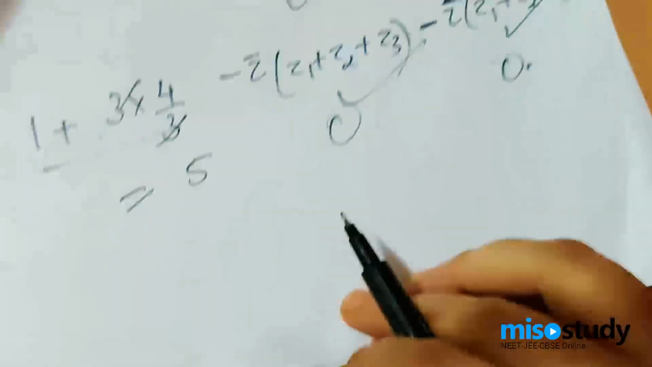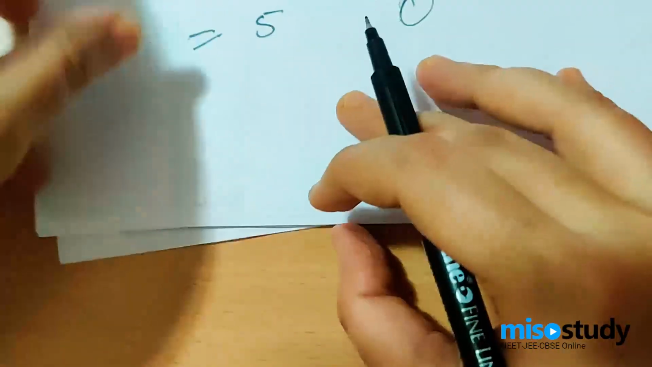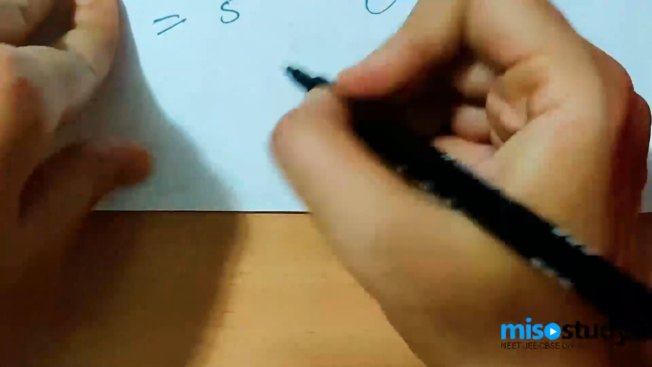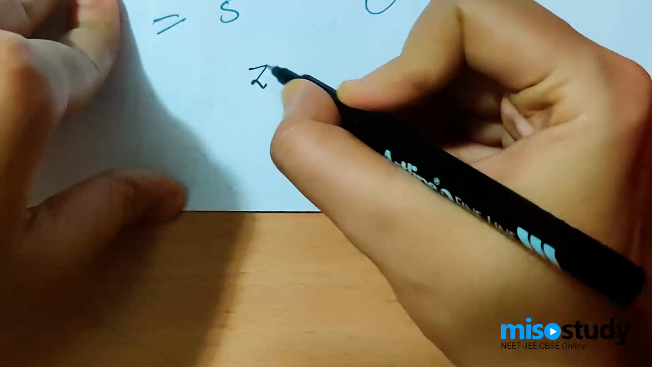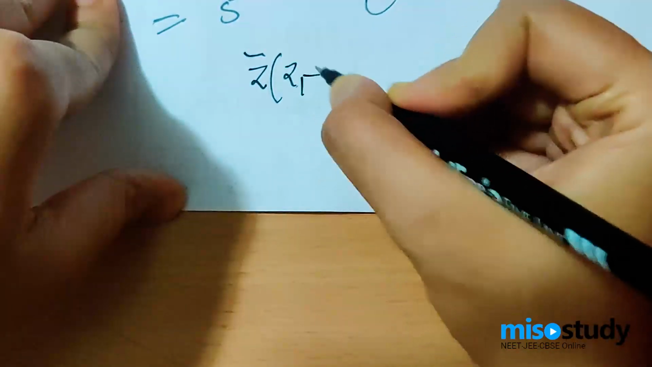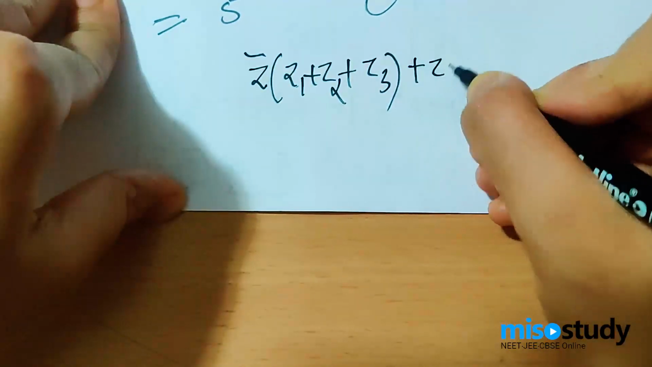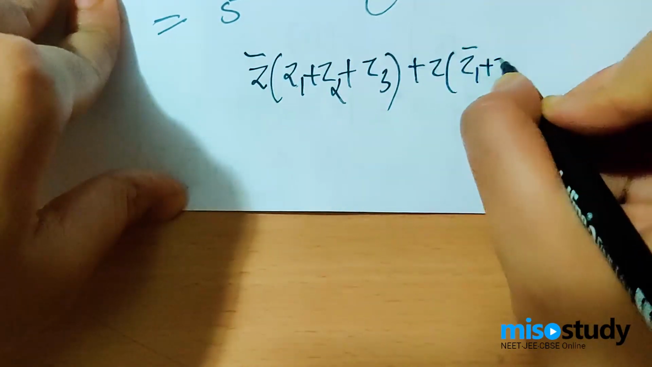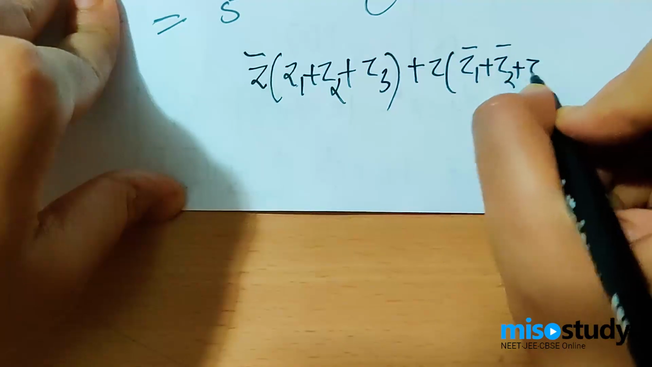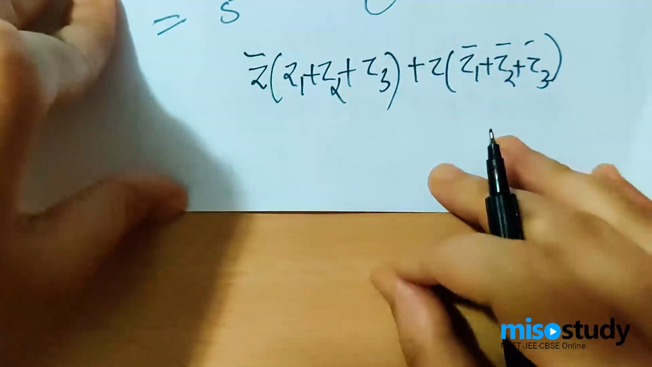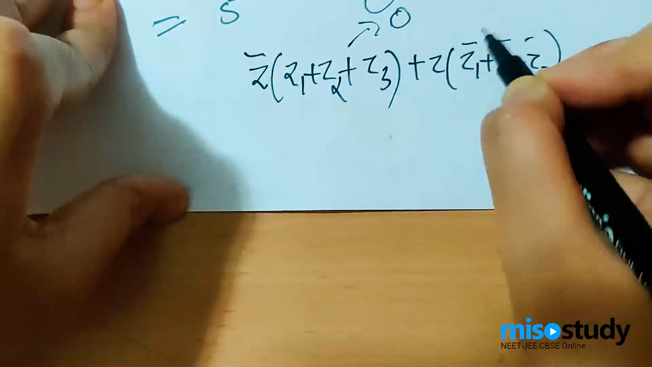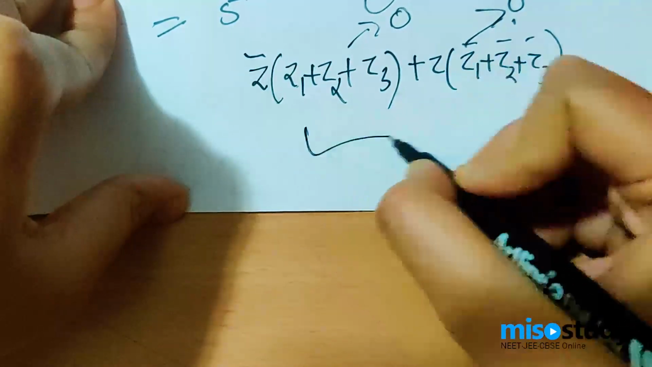How? Like this. So if you see, z conjugate will come out as common, and you will be left with z1 plus z2 plus z3. In the similar way, z will come out as common, and you will be left with z1 conjugate plus z2 conjugate plus z3 conjugate. Now since we found out that both of them are 0, these things are finished.